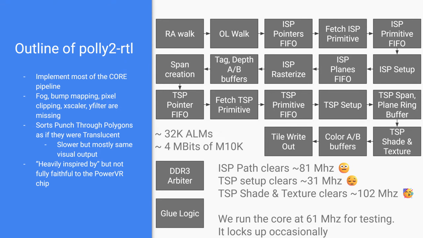Then there is TSP shading and texturing. So this reads from the ring buffer. It interpolates the UV coordinates for every pixel. UV coordinates are the addresses in the texture, if you don't know what that is. And then it fetches from the texture cache. If the texture cache misses, then you have to wait for the data to arrive from the DDR3. That's the only thing that stalls the TSP. Otherwise, it does 1 pixel per clock.